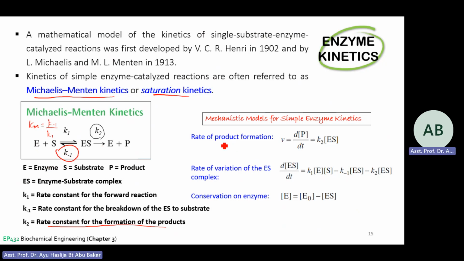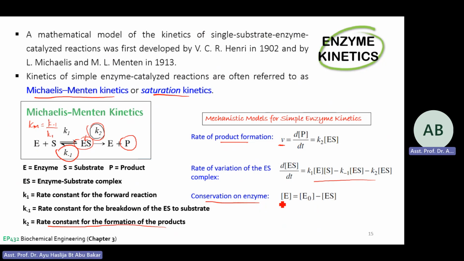Now the rate of product formation is noted as V, product formation. Sometimes the question replaces it with the term velocity. So V refers to product formation or velocity. Now the product formation depends on dP over dt, which equals K2 multiplied by ES. K2 multiplied by ES to find the product over time, the rate of formation. Then the rate of variation of ES complex. You just need to understand how it works. The equation will be given.